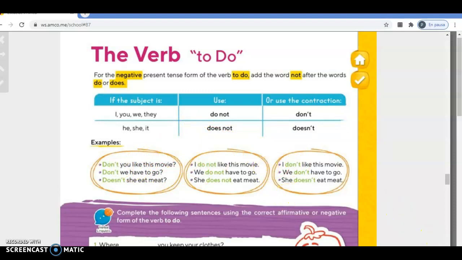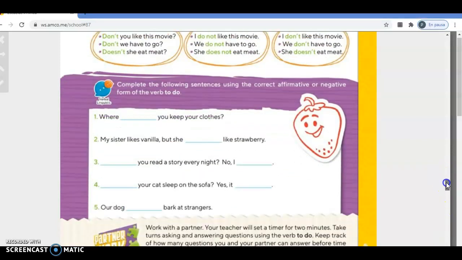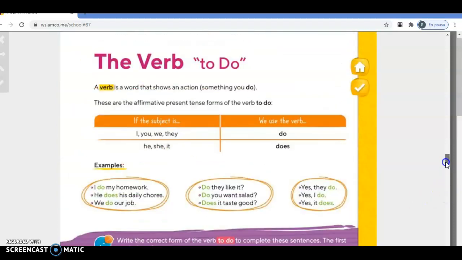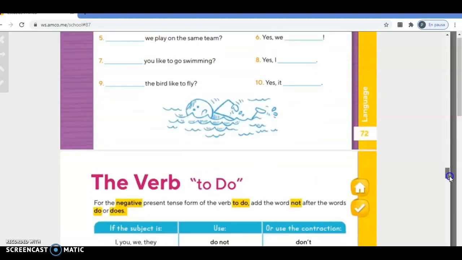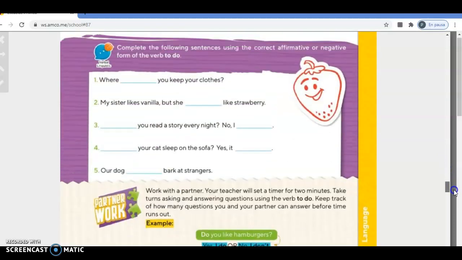Excellent. So we are going to put in practice our knowledge, okay, here in this part. Complete the following sentences using the correct affirmative or negative form of the verb to do. Completa las siguientes oraciones utilizando la forma correcta del afirmativo o de la forma negativa del verbo to do. ¿Ok? Tenemos que ver nuestras páginas 71, 72 and 73. ¿Ok?